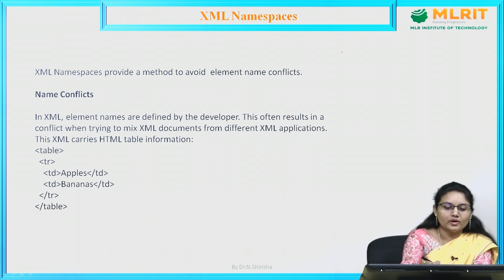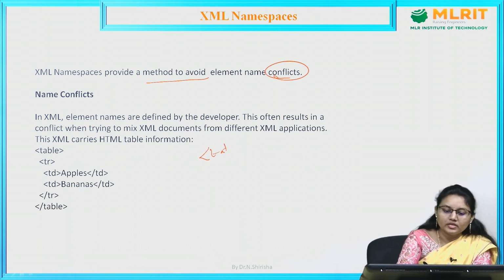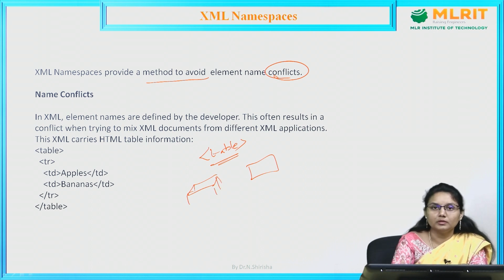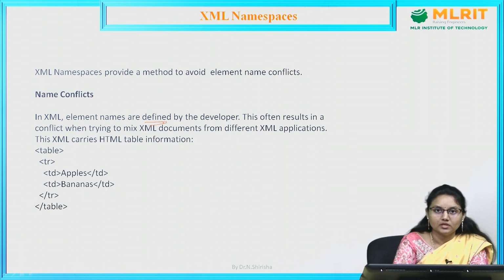So a namespace provides a method to avoid element name conflicts. The conflict here is that when I write a table, it is unclear whether it is a table of rows and columns or a table as a furniture. In XML, element names are defined by the developer. If I am writing the XML program, I myself am the XML developer, so this often results in conflicts.